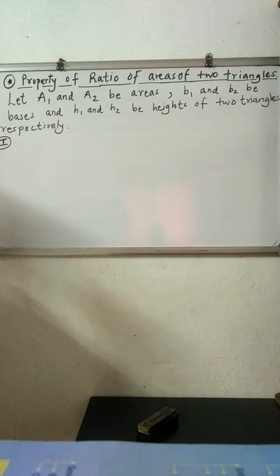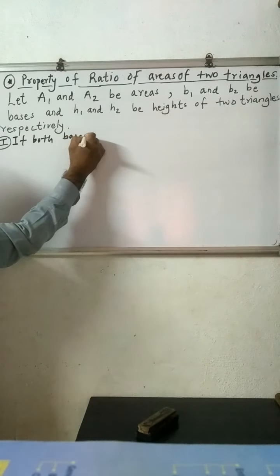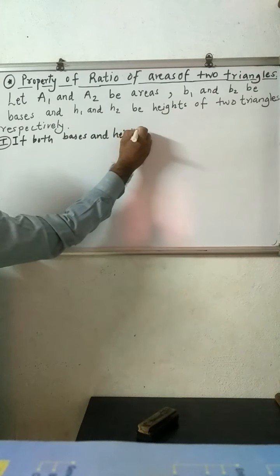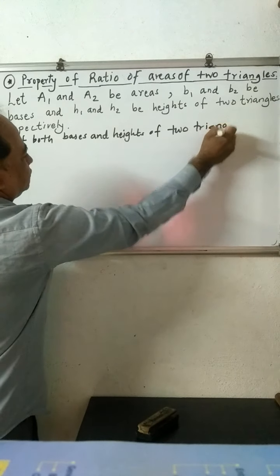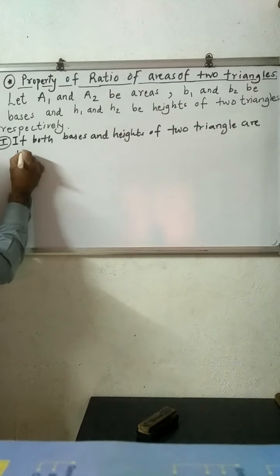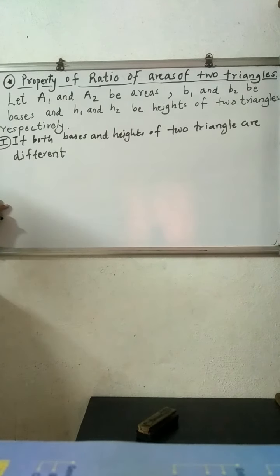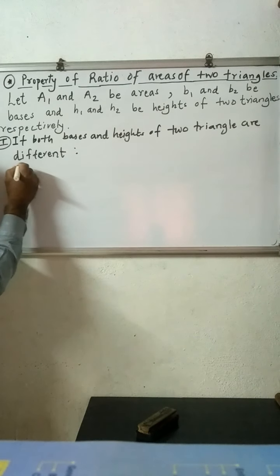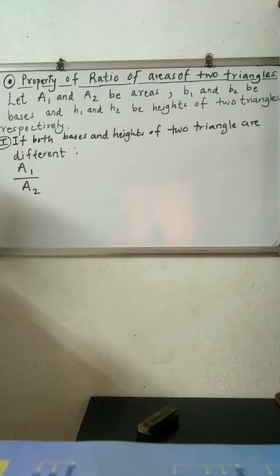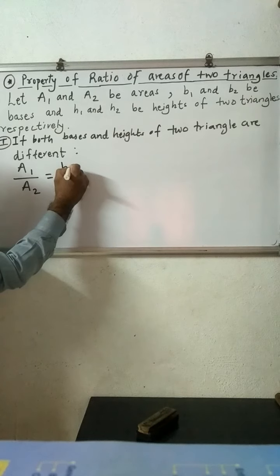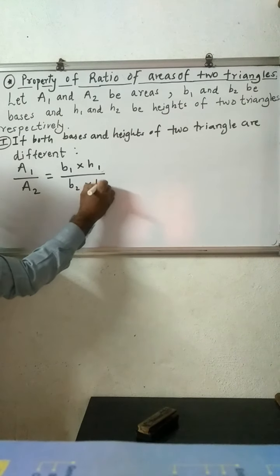Then the first property: if both bases and heights of two triangles are different, then the ratio of area of two triangles A1 upon A2 is equal to the ratio of the product of their base and height, B1 into H1 upon B2 into H2.